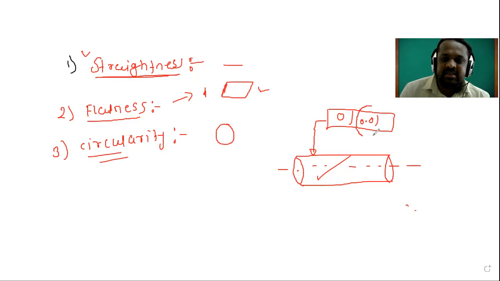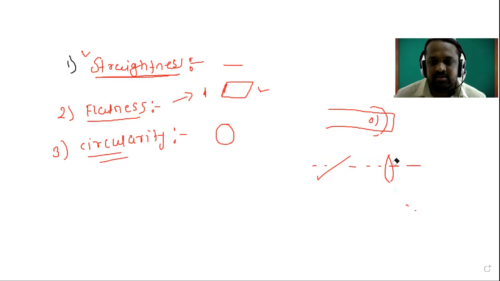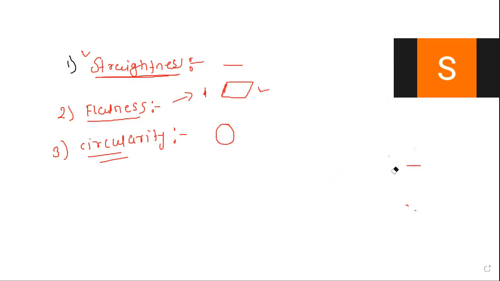How much variation is allowable here? That 0.01 micron variation is allowable. It is called the circularity. So, understood? Yes, sir. Remaining students.